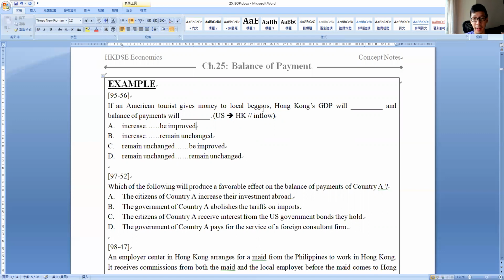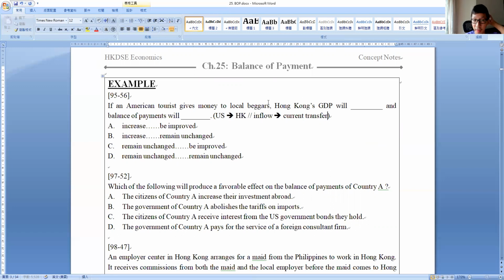Now, let's think about it. Inflow. Which account would it be? I give money to a beggar. What is it? Remember, begging is not a production. Therefore, when you give money to something that is not production, this is a donation, or we call it current transfer of the current account.